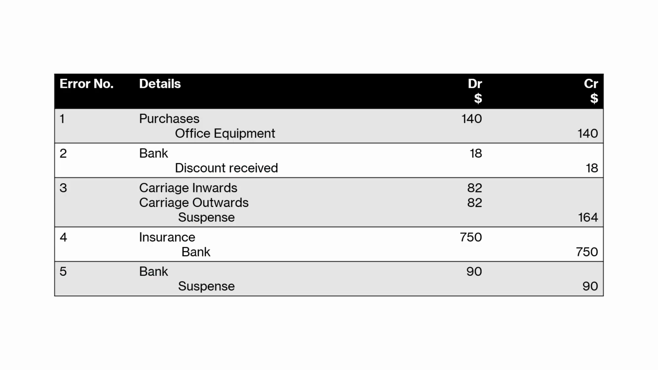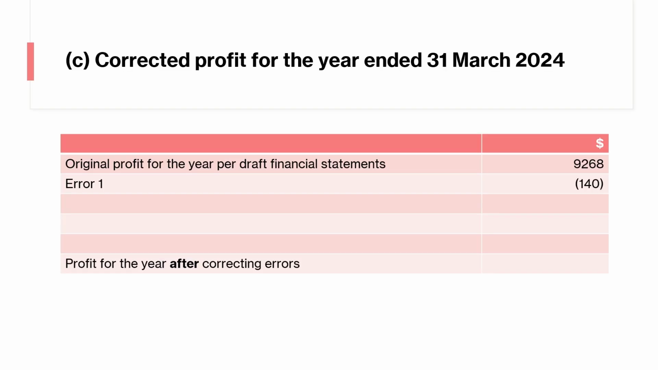So let's take a look at the first one. There was a debit to the purchases account of 140 and a credit to the office equipment account of 140. Purchases account is an expense account, office equipment account is an asset account. So there is an entry made to an expense account, which means we will have to adjust it in the profit. So we have to change the profit figure, which means purchases increased by 140 and purchases is an expense. So expense increasing will reduce the profit. So we have to deduct 140.